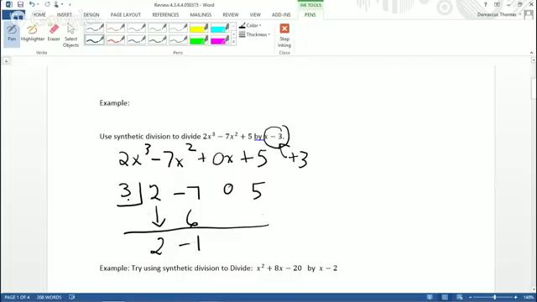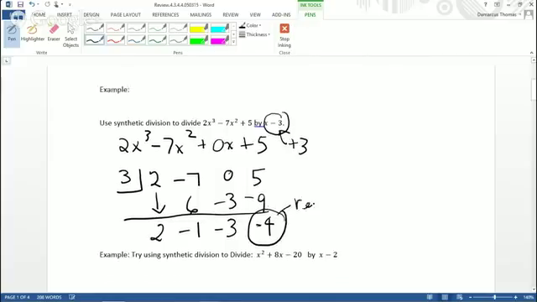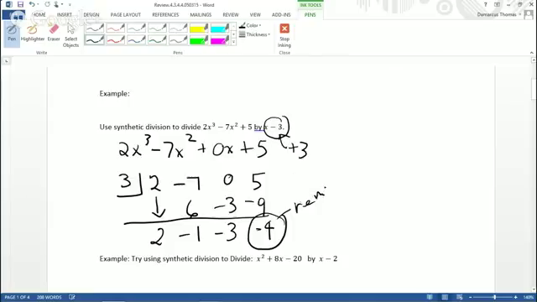And now just multiply. 3 times negative 1 is negative 3. And now add. Well, you add with 0, you're still going to get negative 3. And now what's 3 times negative 3? We get negative 9. And now when we add, we get negative 4. And negative 4 is our remainder. And it turns out that x minus 3 doesn't go in evenly. However, we still did it correctly.